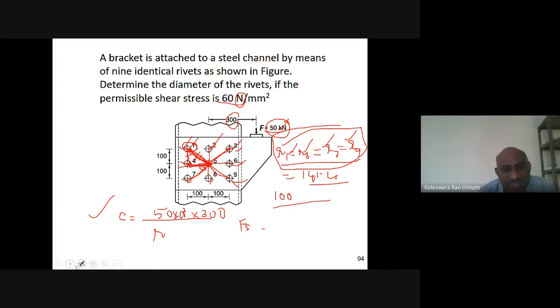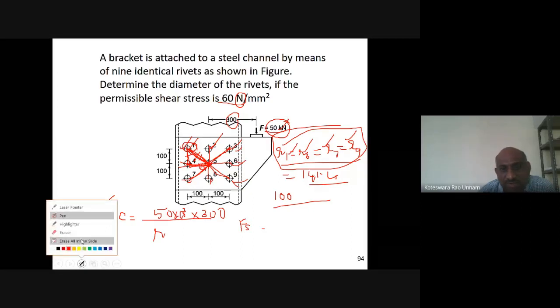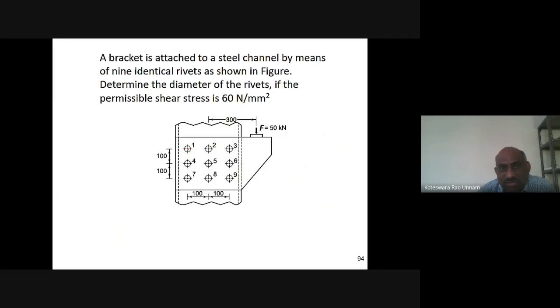Once I have the primary shear force and secondary shear force, I need to identify the direction. Here, the primary shear force for rivet 1 is vertically upward. For all rivets, it is vertically upward only. But I am showing only these 4 because they are subjected to the maximum shear force. So 1, 3, 7 and 9 only we consider. Therefore, this is your FP direction.